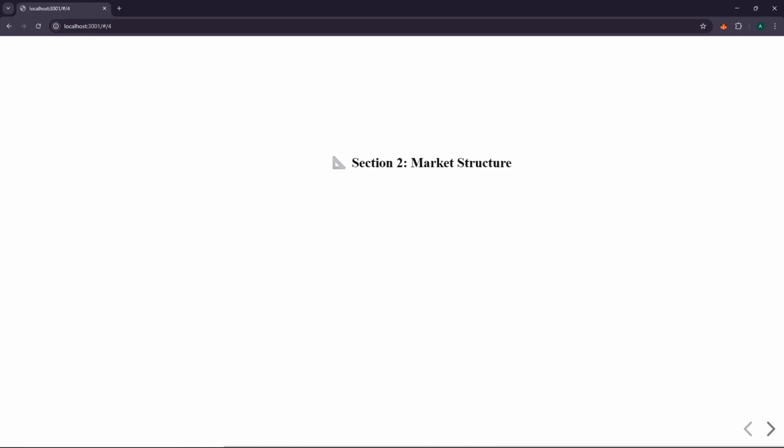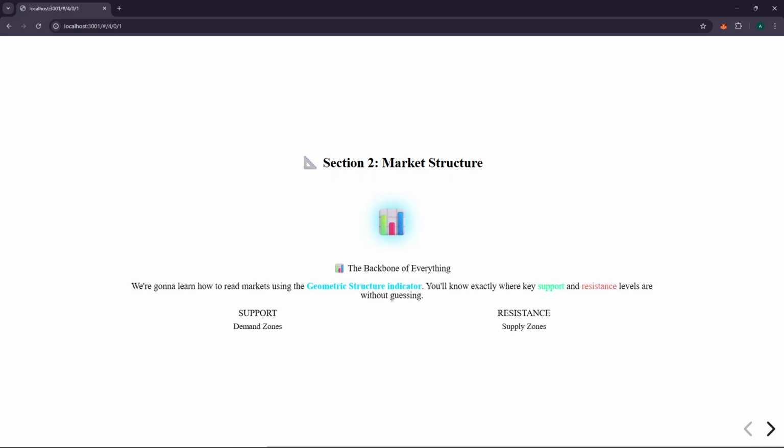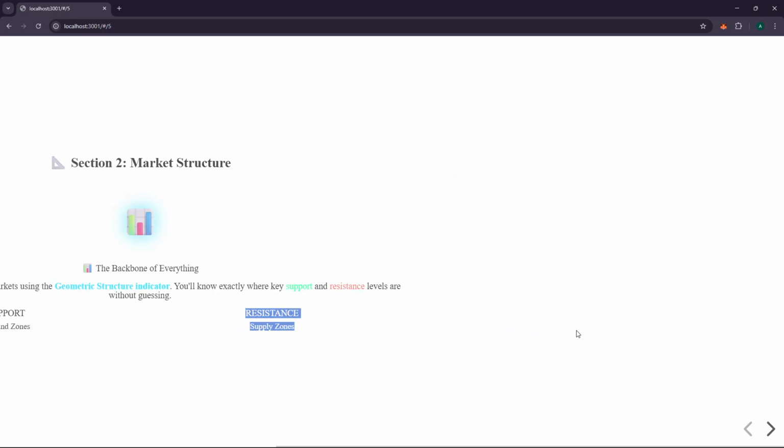In section two we're going to be learning about market structure, which is the backbone of everything in trading. We're going to learn how to read markets using the geometric structure indicator, and you'll know exactly where key support and resistance levels are without guessing, like support, demand zone, resistance, supply zone.